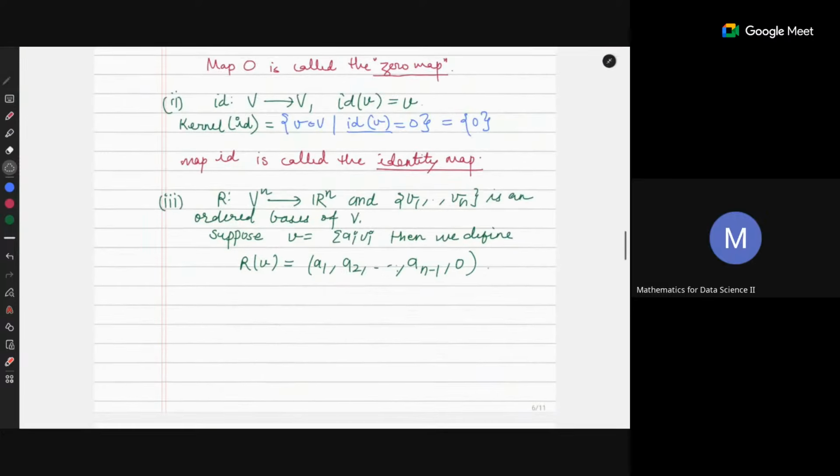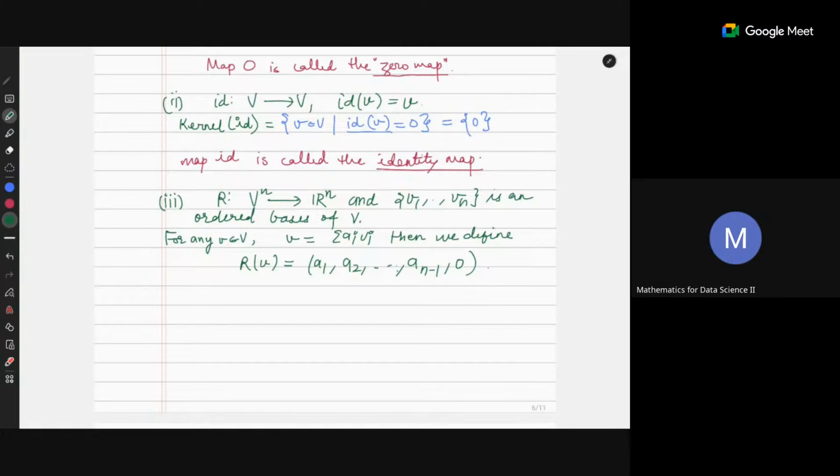Okay. Now let's look at this third example. Map R from V to Rn, and V1 to Vn is an ordered basis of V. So you have a map from V to Rn, and you have already been given an ordered basis for the domain, V1 to Vn. So suppose any vector V in V.